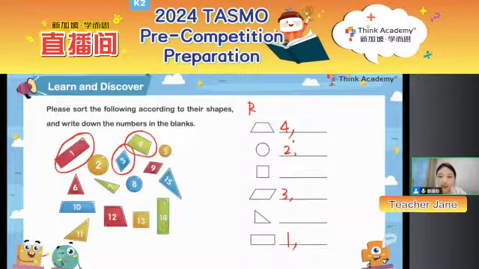And then how about the fifth one? It is also a circle. And then the sixth one, it is a triangle, right? So we write down the sixth at the blank for the triangle. And then the seventh one, also a triangle, right? And then how about the eighth one? Yeah, it is a circle. And then the ninth one, it is a parallelogram as well. And then the 10th one, it is a trapezium.